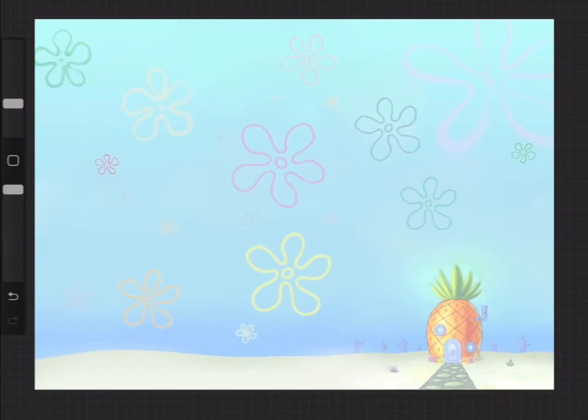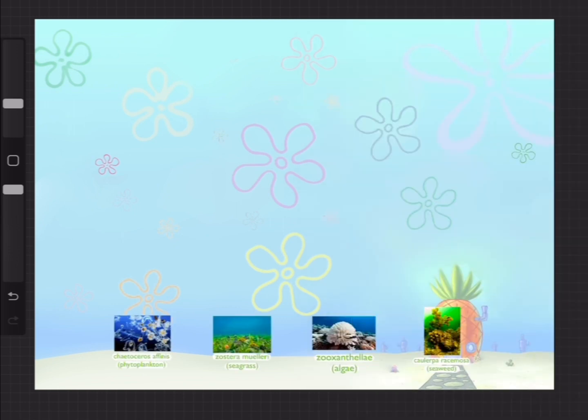So today I'll be introducing the food web of the coral reef. I'll start by introducing our primary producers. These are the organisms that are able to make food on their own. The examples I chose are phytoplankton, seagrass, algae, and seaweed.